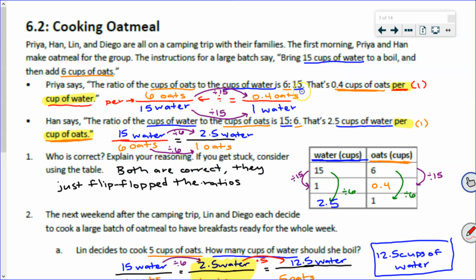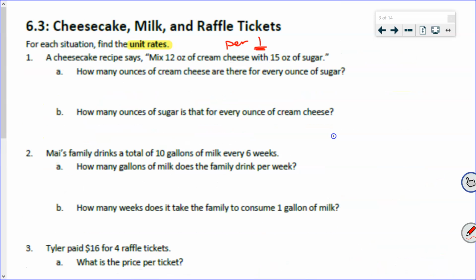Remember how we talked about that here? Per means per 1. Per is per 1. And so that's what a unit rate means. It just means we want to write this so it's per 1. And I'll get you started on the cheesecake one, and then you guys need to work on 2 about milk and 3 about raffle tickets on your own.